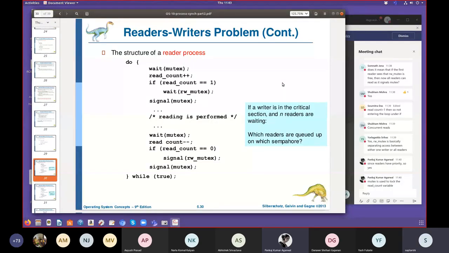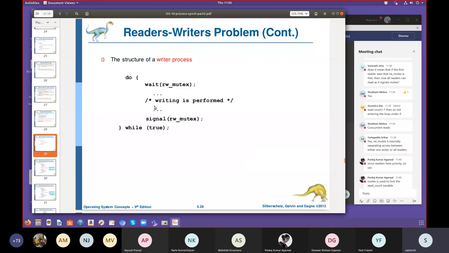But that will only happen after it signals the mutex. Just a minute. Why do you say that the first reader did not have to wait for the writer? It is waiting for the writer, right? If read_count equal to 1, wait for RW mutex. And the writer can lock RW mutex.